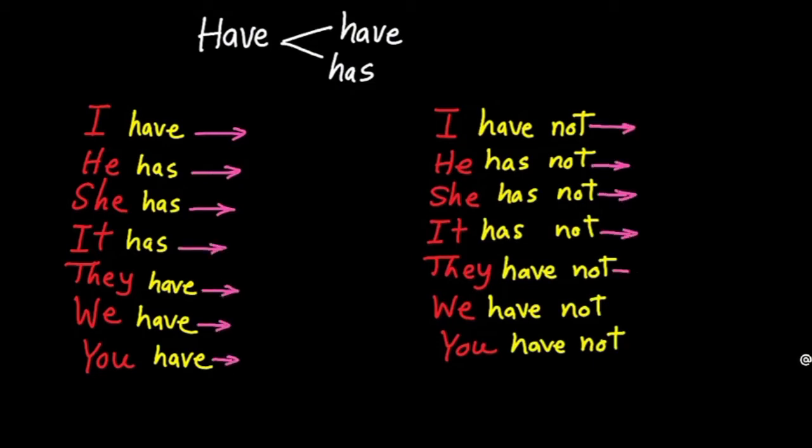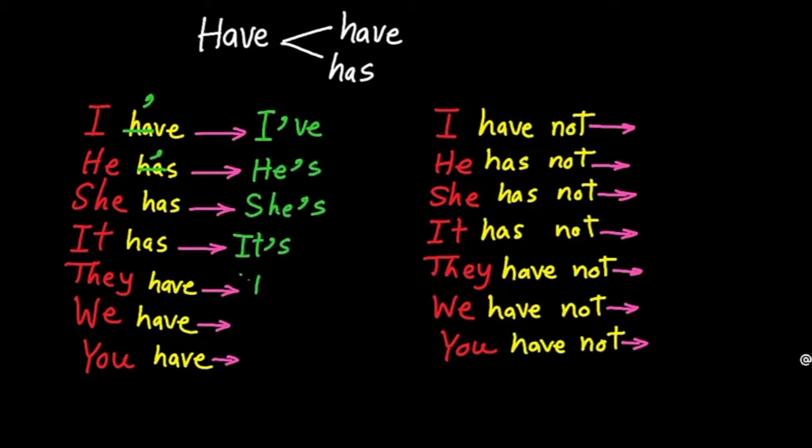Sometimes we use short forms. Like instead of writing I have as a full form like this, I remove the HA and put an apostrophe instead. It becomes I've. And the same with has. Remove the HA and put an apostrophe. He's, she's, it's, they've, we've, you've.